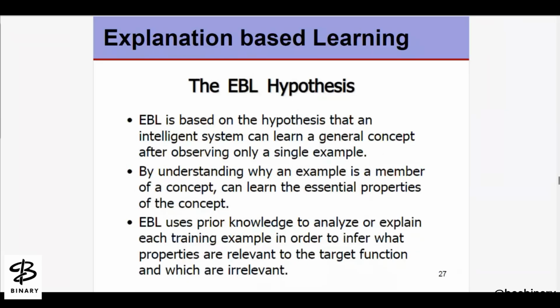It is based on the hypothesis that an intelligent system can learn a general concept after observing only a single example, understanding when an example is a member of a concept, and learning the essential properties of that concept. Explanation-based learning uses prior knowledge to analyze or explain each training example in order to infer which properties are relevant to the target function and which are irrelevant.